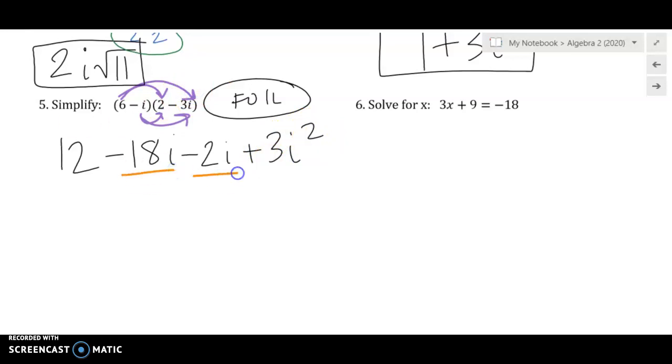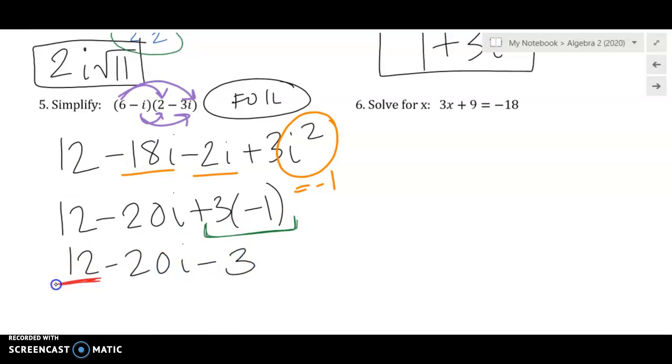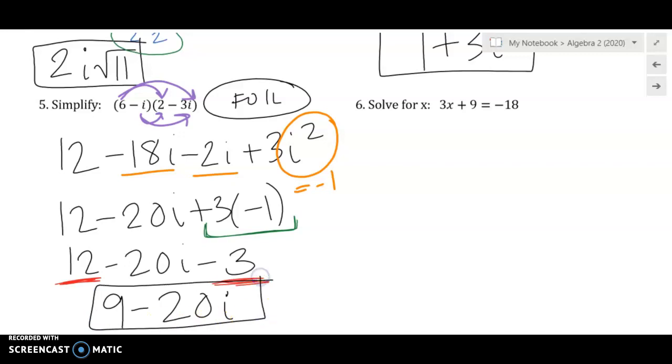Two things you've got to do here. Combine like terms and make sure you remember that i squared is equal to negative 1. So let's clean this up. 12. Combining terms in the middle, that's negative 20i. Then I have positive 3, and then I put my negative 1 there, right? I have that orange circle. So when I clean this up, let's do this green part. I have 12 minus 20i, and then that becomes a negative 3. And then I have these numbers that I want to combine together. 12 minus 3 is going to give you a positive 9. Then you have minus 20i, and that would be your final answer.